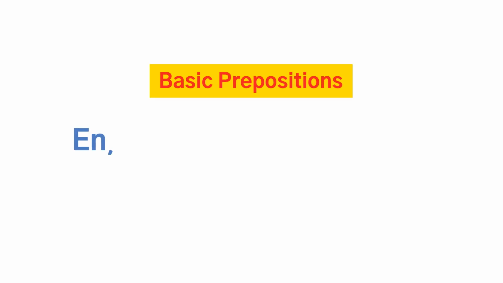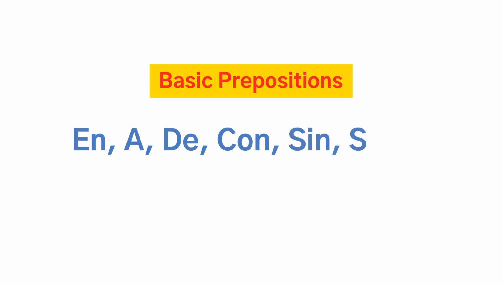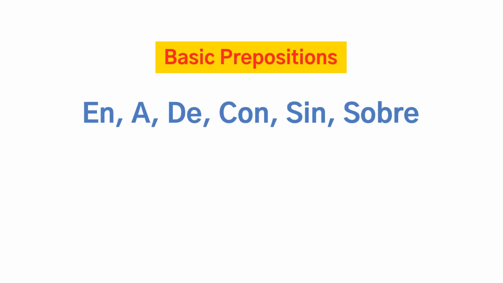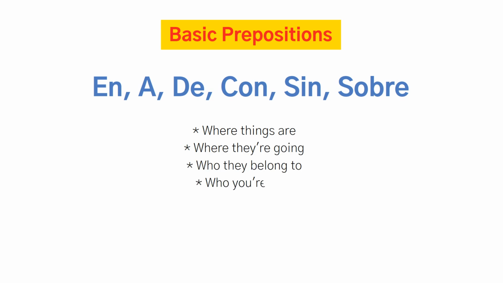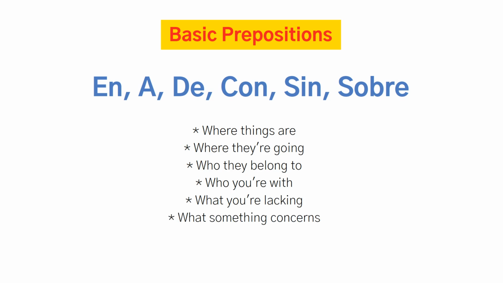Basic prepositions. En, a, de, con, sin, sobre. Beginner, A1, A2. 6 small words will let you connect almost anything in Spanish: where things are, where they're going, who they belong to, who you're with, what you're lacking, what something concerns. These 6 prepositions handle all of it.